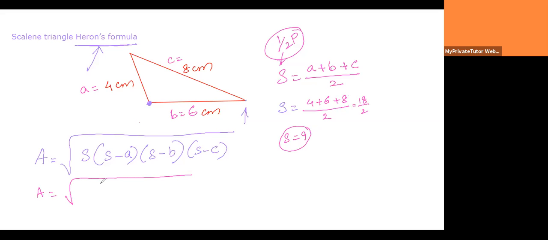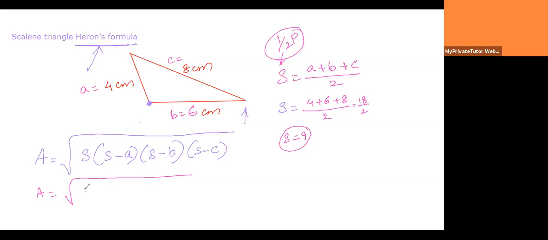So whatever you said, I think it works by finding the height. Okay, but then we don't have a midpoint. We don't know which base we need to take. So that's why the best way of finding the area of a scalene triangle is using this formula.